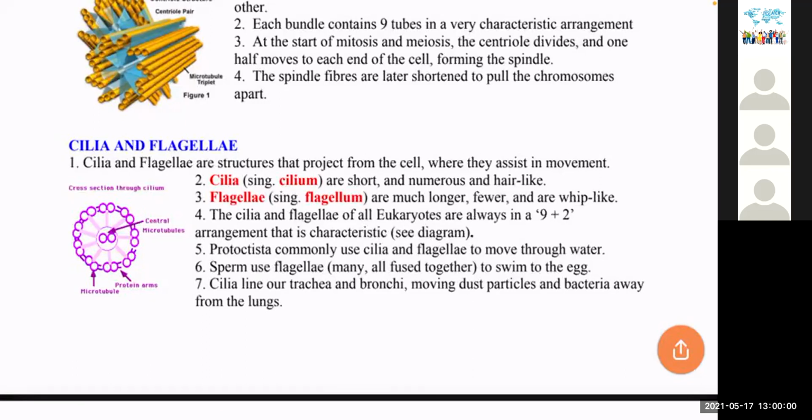So having such projections helps it to move dust particles and bacteria away because they're hair-like. They move. Even when you cough, they vibrate like that. No wonder they're saying they are hair-like projection structures. They are short and numerous, a lot and short, and they are aligned along your trachea and bronchi. You understand?